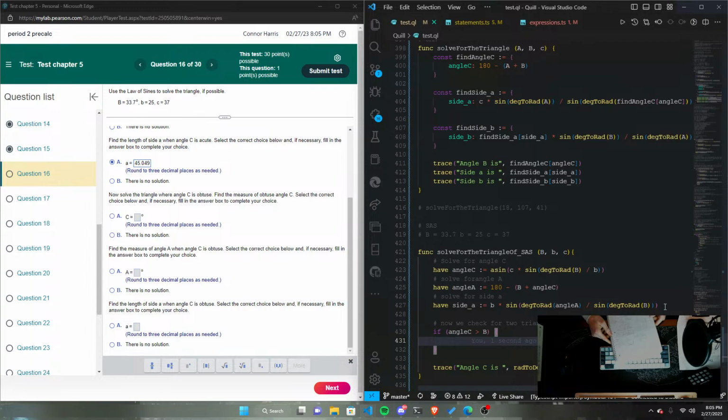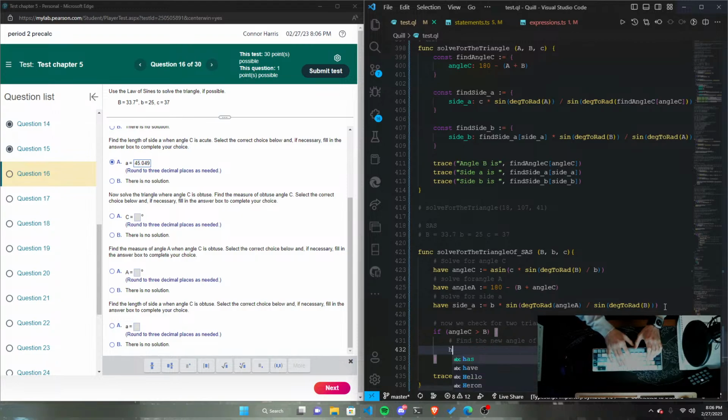So, it was a given one in this one. We do need to resolve for A. B is going to stay the same in this example, because B is the given, so the given would stay the same. Now we need to calculate the new angle, find the new angle of C.